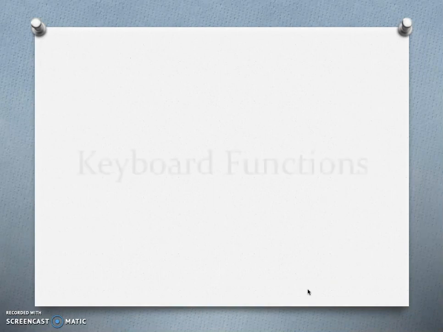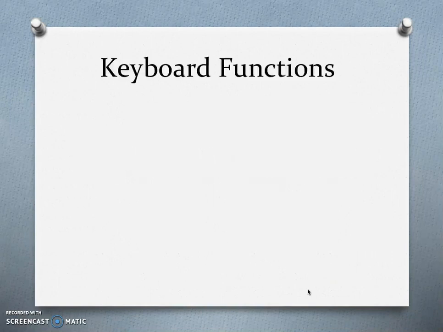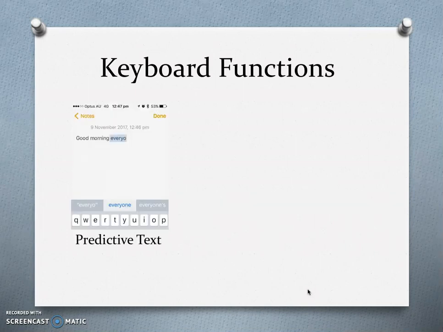So next we're going to discuss different keyboard functions. So, keyboard functions can be used to ensure that children are using the correct spelling in their writing. Predictive text lists the words that the iPad thinks the child is planning to use after the first few letters of the word is typed. And if the child elects to click on one of the words that shows up, the iPad will complete the word for them.